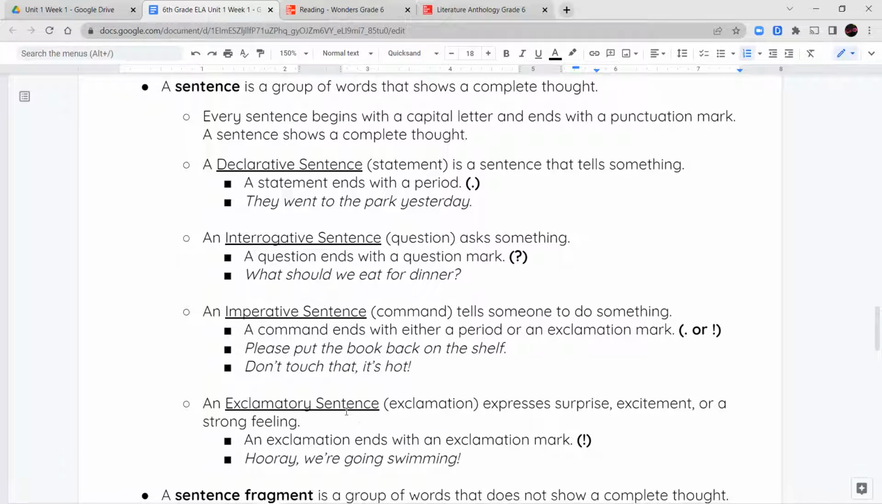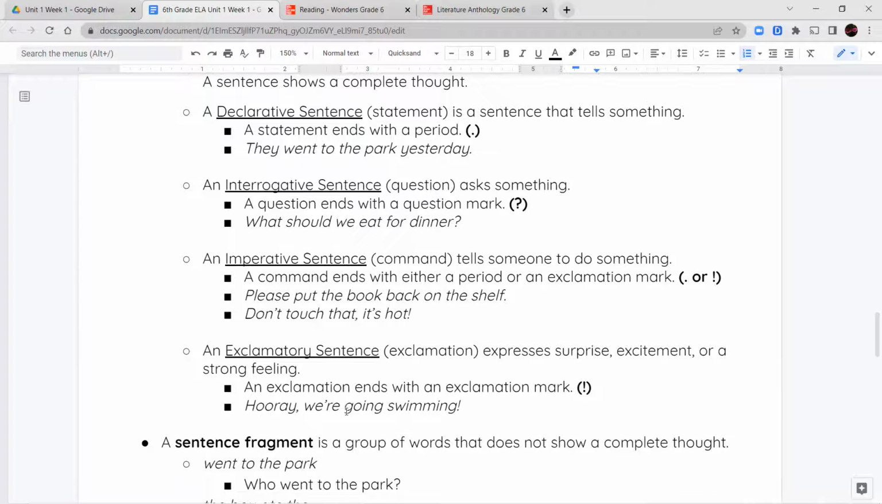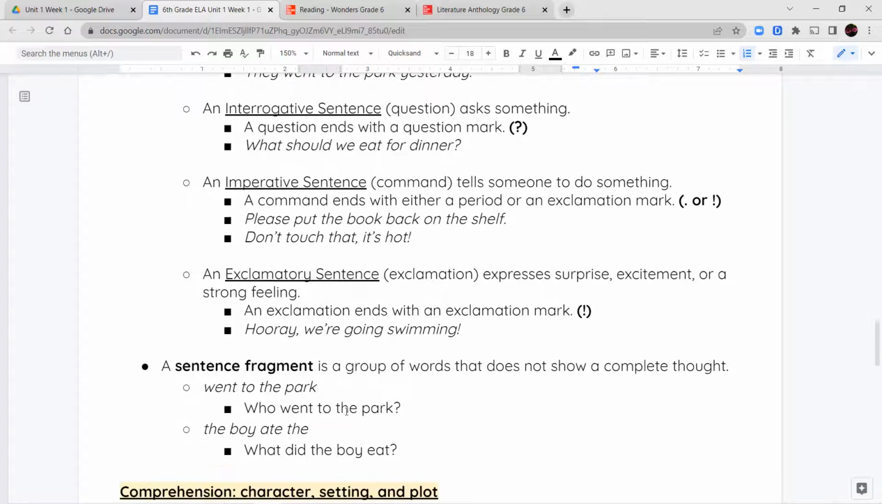An imperative sentence is a command. It tells you to do something. So a command or an imperative sentence always begins with a capital letter and it ends with either a period or an exclamation mark. Either way, regardless of the end punctuation on this one, it's telling someone to do something. And then we have an exclamatory sentence, which ends with an exclamation mark. It shows surprise, excitement, any kind of strong feeling.